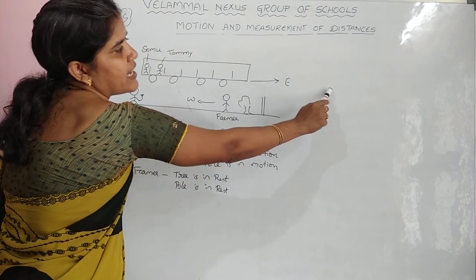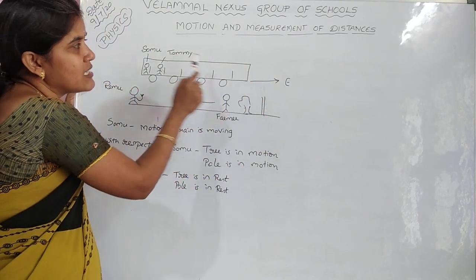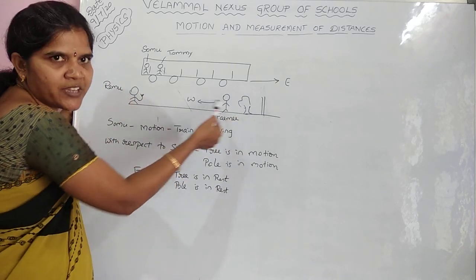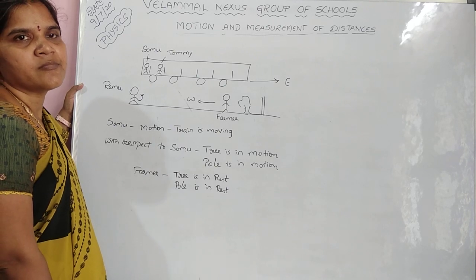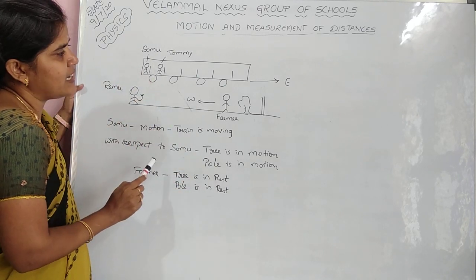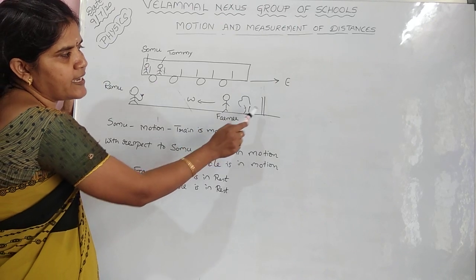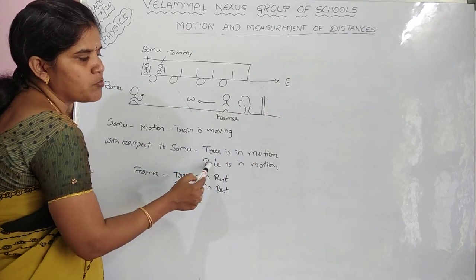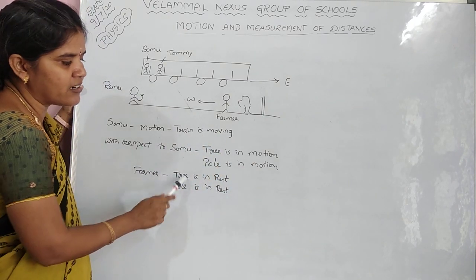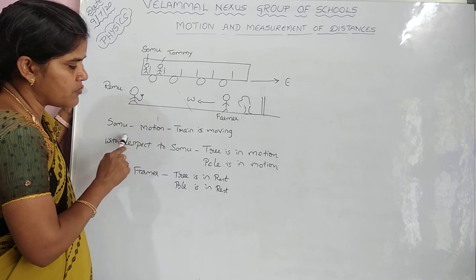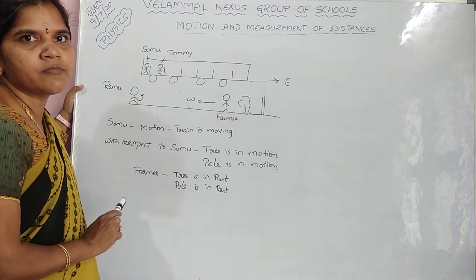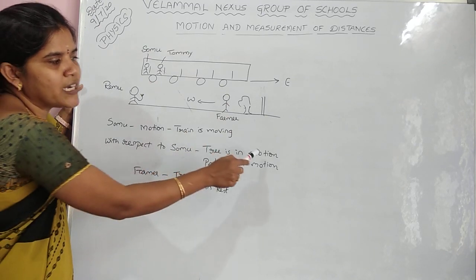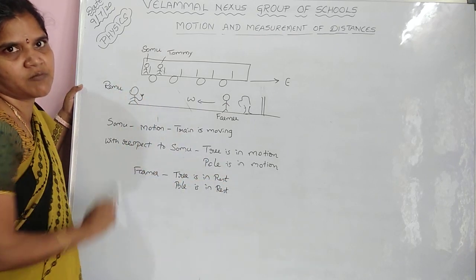As the train is moving in a direction, suppose east, Somu and Tommy feel that the farmer, tree and pole are moving towards west. That means with respect to Somu and Tommy, the tree is in motion, the pole is in motion. Actually they are in rest with respect to the farmer, but they are in motion with respect to Somu and Tommy. That means with respect to surroundings changes, automatically the state of the body will change.